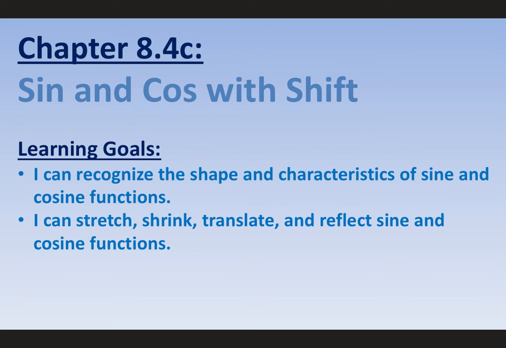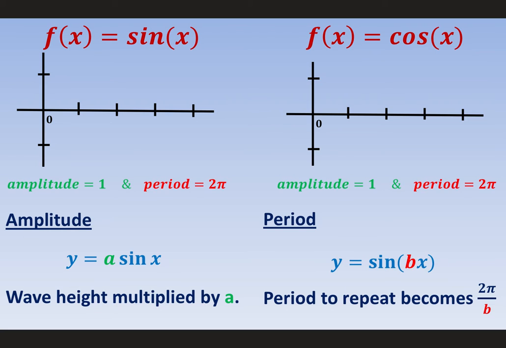These are the same learning targets we had for earlier, recognizing the shape and recognizing how to stretch, shrink, translate, reflect these graphs. All right, quick recap of what we've done so far. We've talked about the sine and cosine graphs, how to label them. By default, we give them an amplitude of 1 and -1 and a period of 2 pi. And we can label all these different tick marks in between.